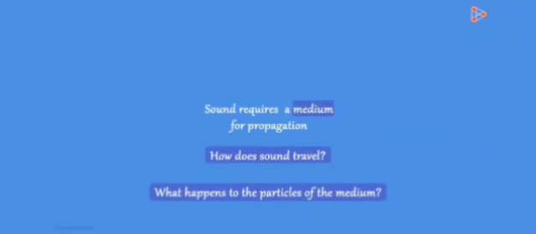In our previous video, we studied that sound needs a medium for propagation. That is, it requires some medium to travel from one place to another. But how does it really travel through the medium? What happens to the particles of the medium? Let us find out. We now know that sound is produced by vibration.